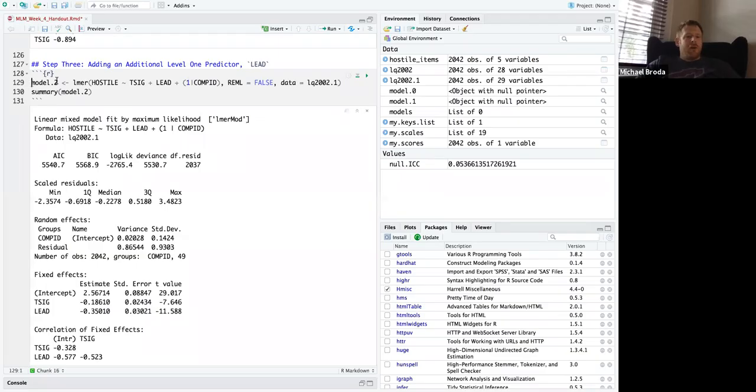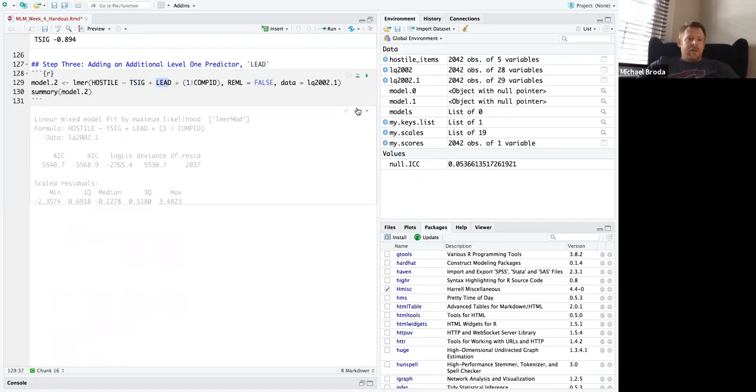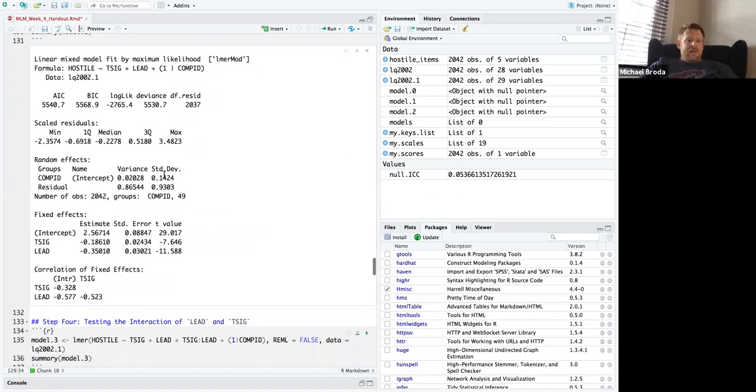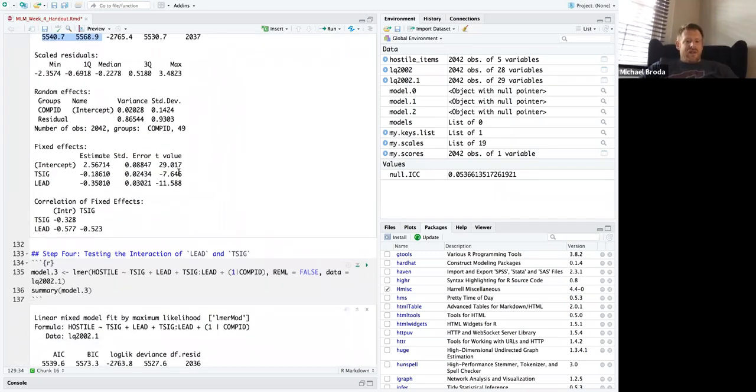So here's a model I'm calling model.2, and here I'm adding in the measure of leadership climate. So now I've got tsig plus leadership climate, and I get a summary of this model. Again, notice my random components are getting a little bit smaller. AIC and BIC are getting smaller. They're down to 5,500. They were at 5,600. And here are my fixed effects, and all of these are, again, significant. They're all very large or very small.